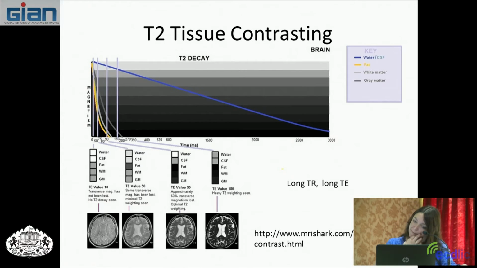So if you see white CSF in an MRI image, you know it's a T2 weighted image. If you guys want to look up more details about these, this website I found called MRI Shark had some great explanations as to the differences in these types of contrasting between tissues.